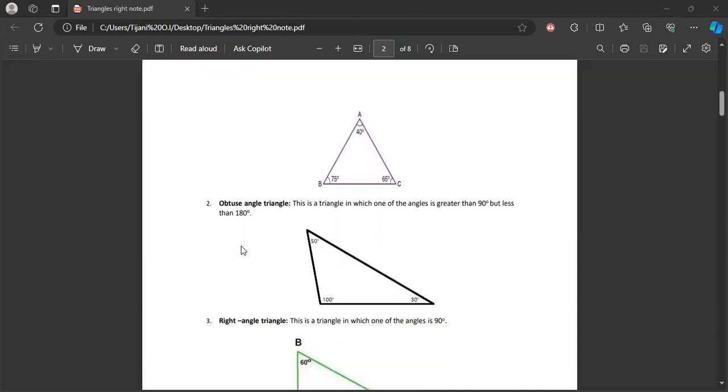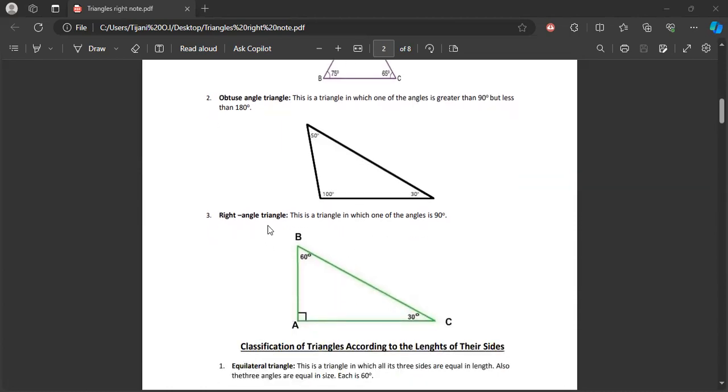The next one that we have is obtuse angle triangle, in which one of the interior angles is more than 90 degrees, or more than a right angle, and less than 180 degrees, as you can see here. So if you look at this triangle, we have this angle to be 100 degrees, this is 50 degrees, this is 30 degrees. So one of the angles is more than 90 degrees but less than 180 degrees. That makes this triangle an obtuse angle triangle.